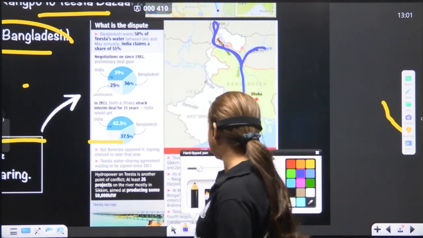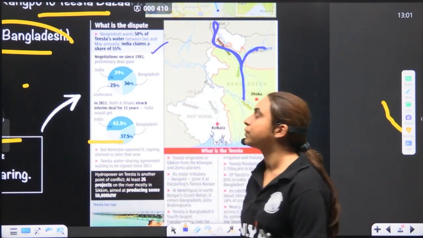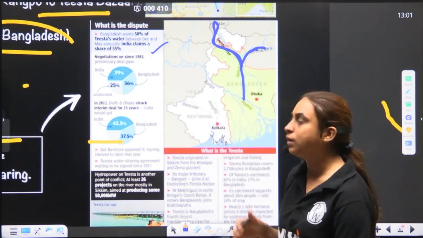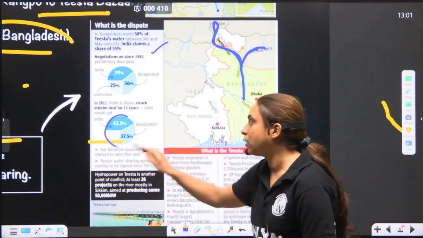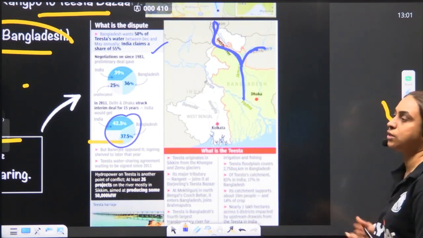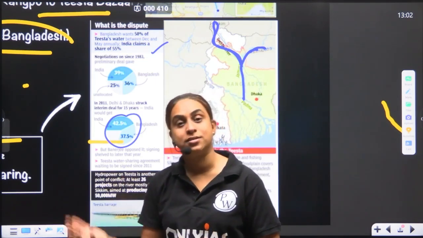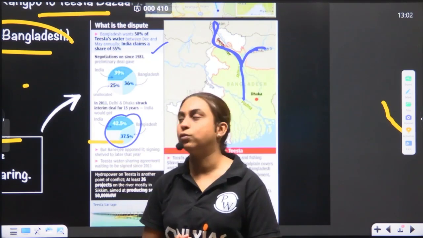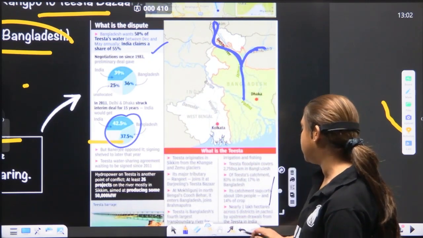So what has been the dispute? Basically, Bangladesh has been wanting 50% of the Teesta's water from December to May, and India is claiming around 55%. There has been an agreement about Teesta. What is the agreement that we have seen? That India will take around 42.5 and 37.5 would be utilized by Bangladesh. A deal was struck in 2011 for 15 years. So in 2026, again, this will come in the news of what would be the future agreement for the Teesta water sharing.